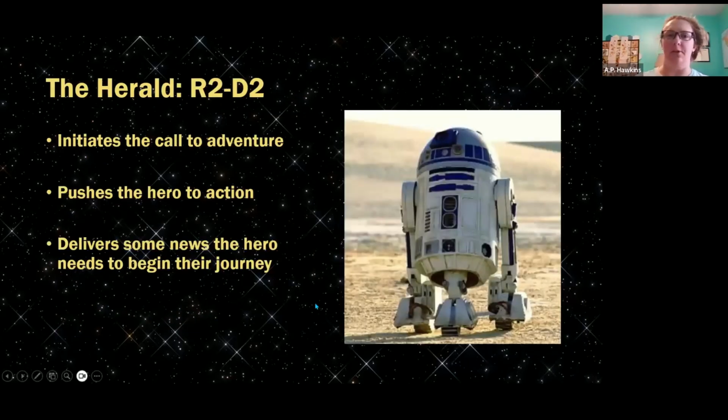All right, I mentioned the Herald before. R2-D2 fits this archetype in Star Wars. The herald initiates the call to adventure, brings it to the hero. R2-D2 brings Leia Organa's message for Obi-Wan to Tatooine, and kind of forces Luke to get out of his aunt and uncle's farm and go talk to Obi-Wan in the first place. So what R2-D2 is doing is delivering the news that Luke needs to begin his journey.